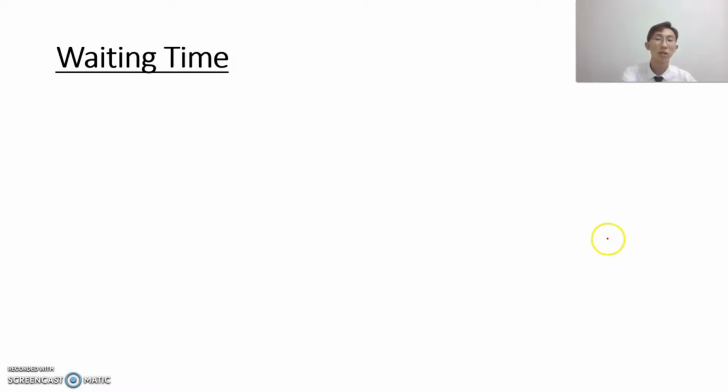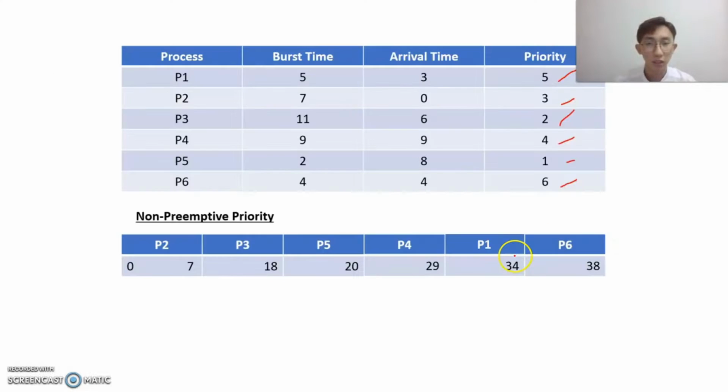How to calculate this waiting time is to look at when the process starts processing and look at the arrival time. So we look at the first, process 1. Process 1 arrives at 3 millisecond, but it will be processed at 29 millisecond. We start at 29 milliseconds. So 29 minus 3 is the waiting time for process 1.